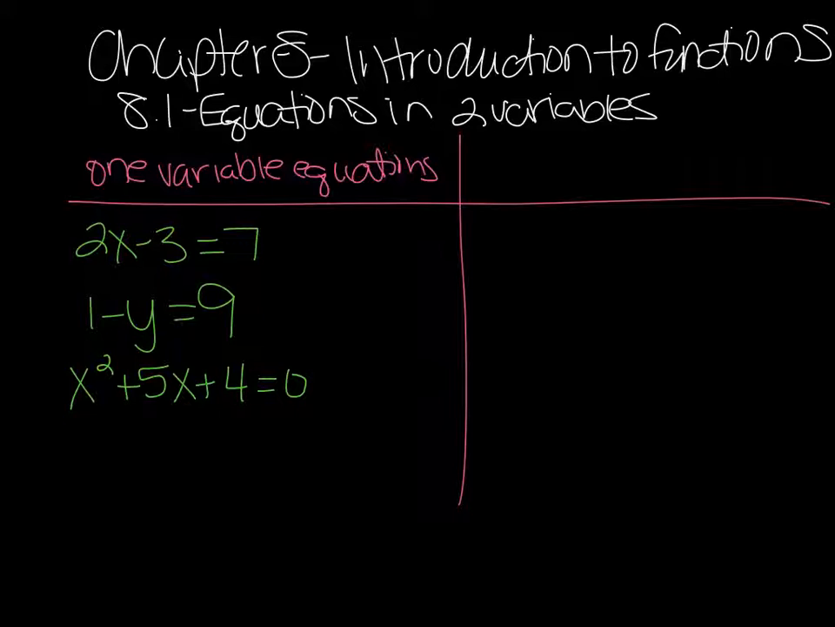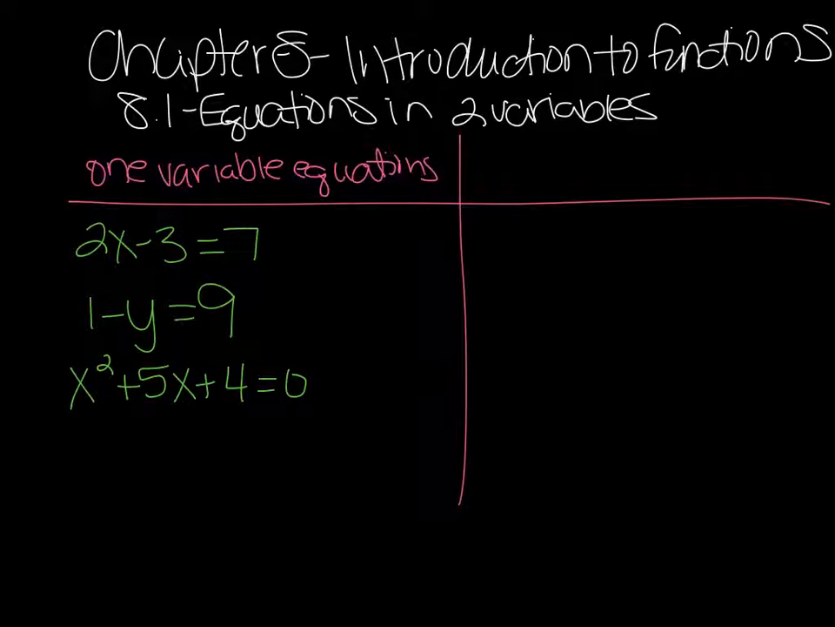1 variable equation. Okay, well let's talk about some things we know about these types of equations. If I look at 2x minus 3 equals 7, I could solve that, right? Add 3 to both sides, divide by 2, x equals 5. Okay, x equals a number. For the second one, subtract 1, and then multiply by -1, and you get -8. y equals -8. You get a number, right?